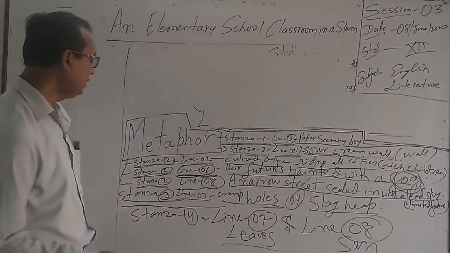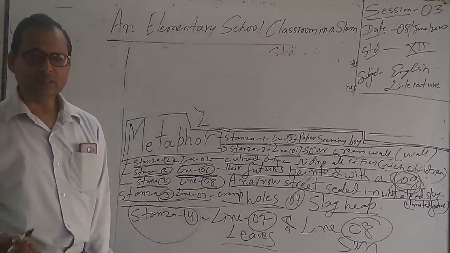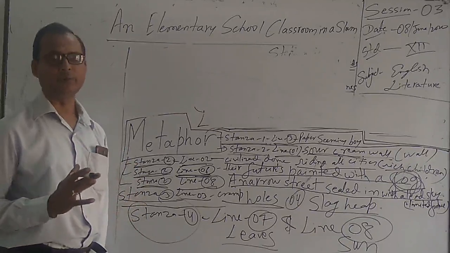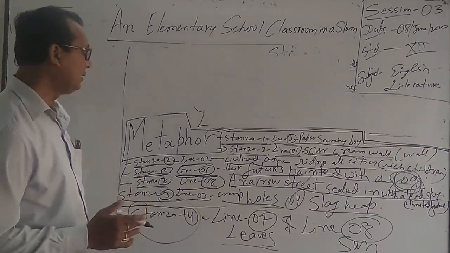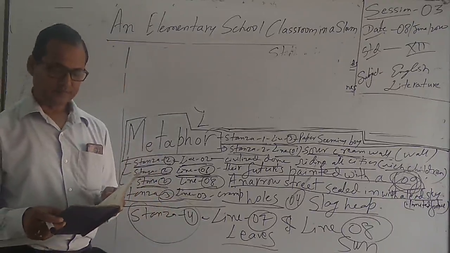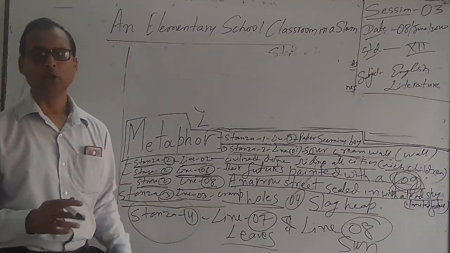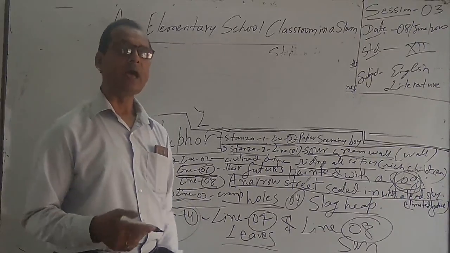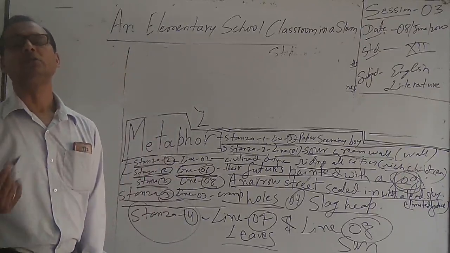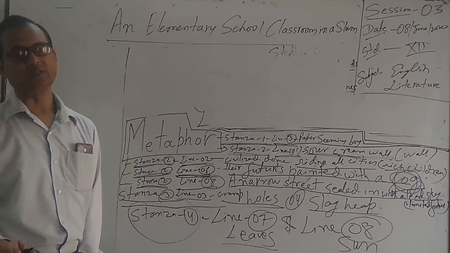And lastly, we see in stanza 4 there are two expressions for metaphor. Number one is in line number 7, "the white and green leaves". The white and green leaves show their happiness. They should be given happiness by going to the city and getting the facilities that the rich children get.